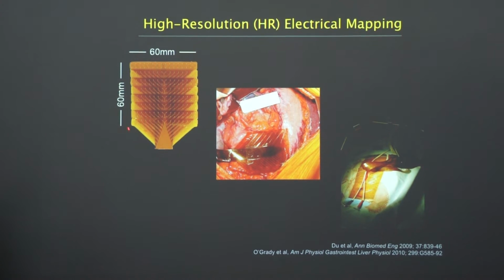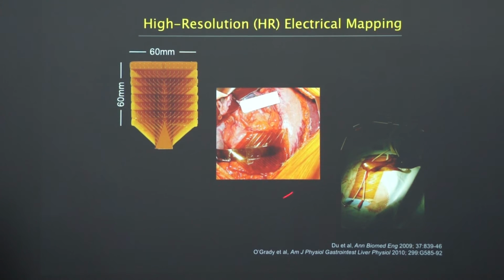Two of the important things about this array are, one, it's flexible, so it can conform to the curved surface of the stomach and also the small intestine. And two, it's sterilizable. What that allowed us to do was translate these high-resolution GI mapping techniques to human studies for largely the first time.